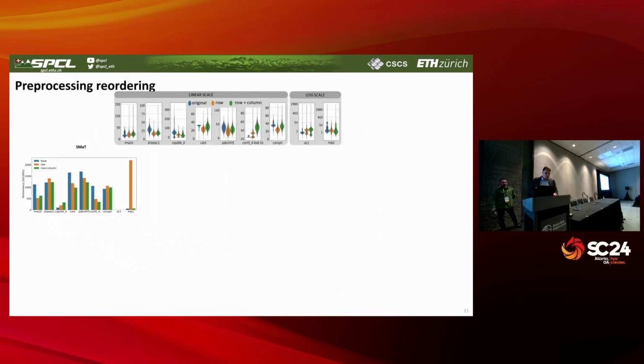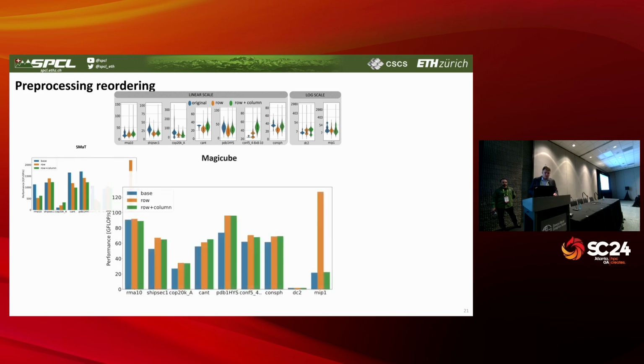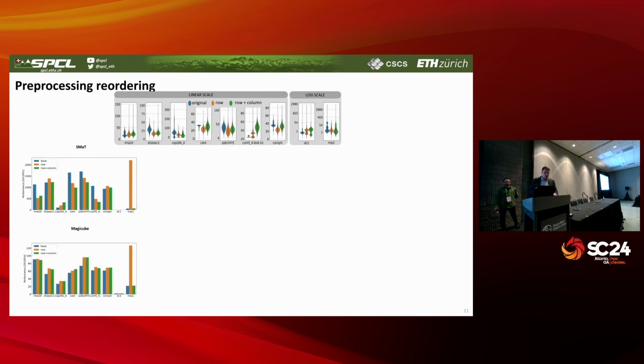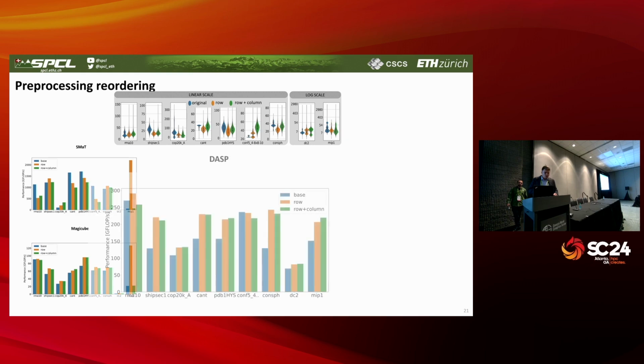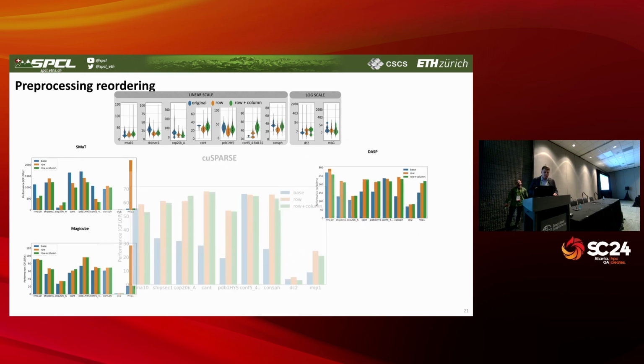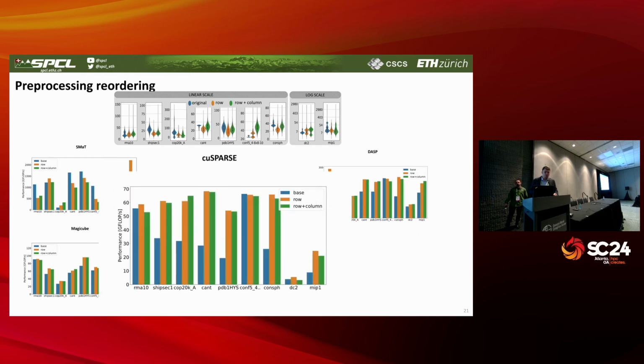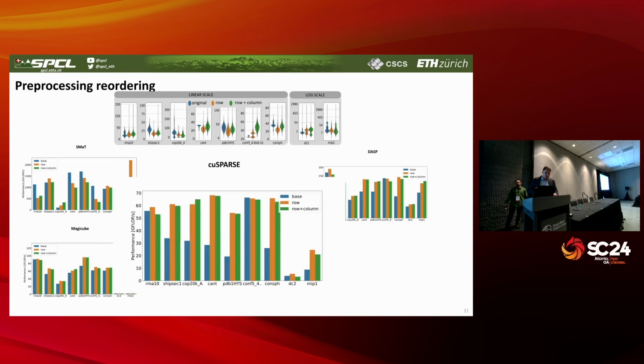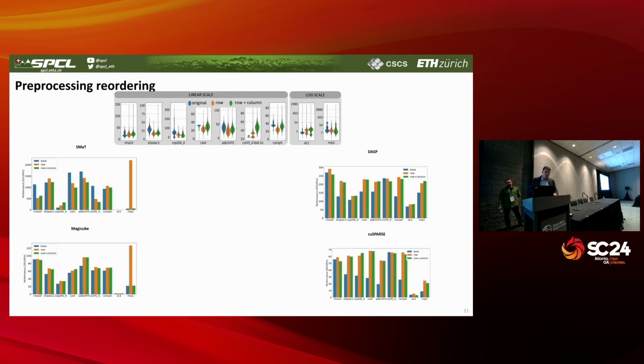For fairness, we have performed these for the respective state-of-the-art methods. We can see for MagicCube that the preprocessing also helps. The reason for that is that MagicCube also uses the BCSR format, yet for example for DASP and for cuSPARSE, the preprocessing actually does not help. The reason for that is that their performance is not proportional to the number of BCSR blocks.